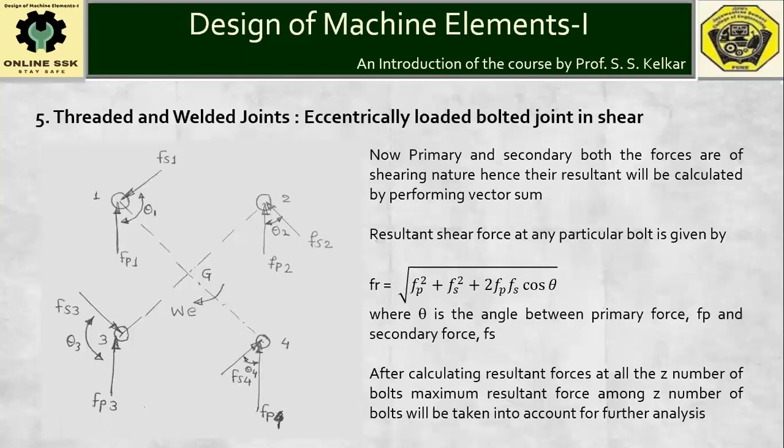Now in this particular case, as shown in this figure, all the bolts are at the same distance. Therefore, one has to decide the critically loaded bolt based on the value of theta. Now, one can note that theta 2 and theta 4 are smaller than theta 1 and theta 3. Therefore, theta 2 or theta 4 represents the smaller angle between primary and secondary force. Due to symmetry, theta 2 and theta 4 will be the same, and theta 1 and theta 3 will be the same in this particular case.